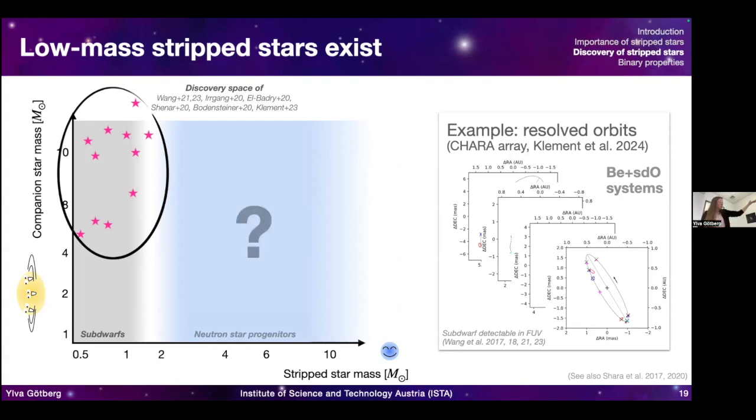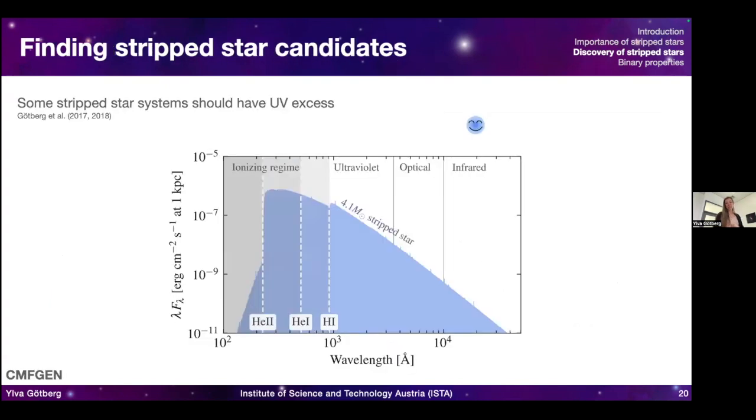Instead, where are the neutron star progenitors? So what Maria and I did was that we started to look at the spectral energy distribution of these stars. This is a model that I made of a 4 solar mass stripped star, the one that we were looking at before. It has flux on the y-axis and wavelength on the x-axis. You can see that most of the light comes out in the ionizing regime. It's very hot, remember, 80,000 Kelvin. So we cannot observe there, but there is still light in the optical.